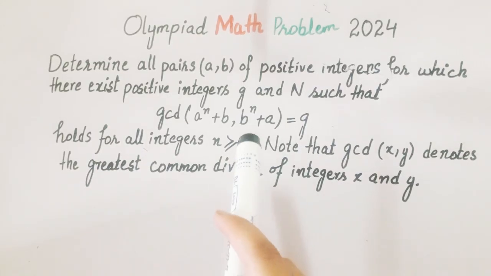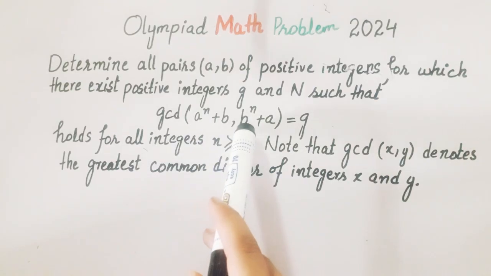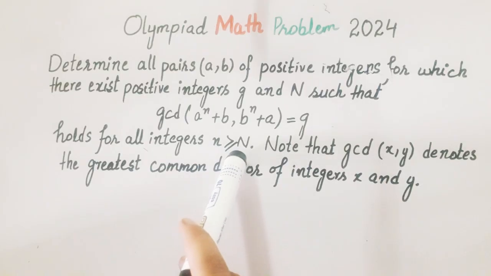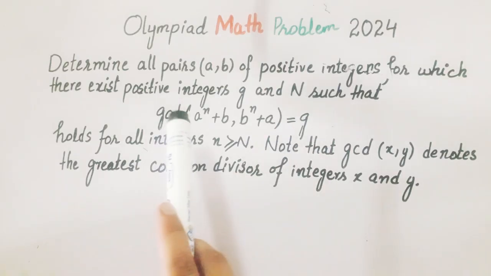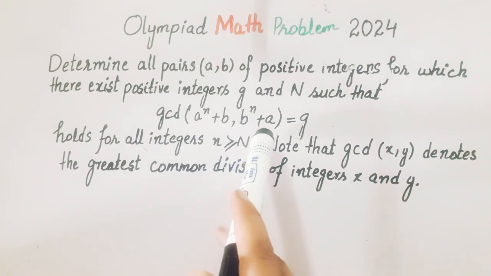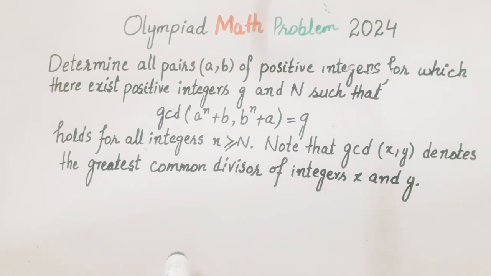understand the condition. The condition is that the GCD of a^n + b and b^n + a is equal to g for all n greater than or equal to N, which implies that g must divide both a^n + b and b^n + a. So we will solve this for case 1, case 2 and case 3.